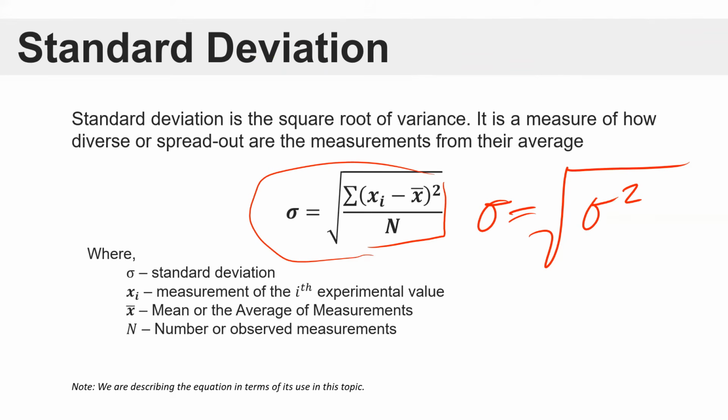So standard deviation, ito yung equation natin. Again, sigma is the standard deviation, x sub i is the measurement of the ith experimental value or the individual measurement, and then x bar is the mean or the average, and n is the number of observations. So variance and standard deviation is the measure of how scattered are your data set.